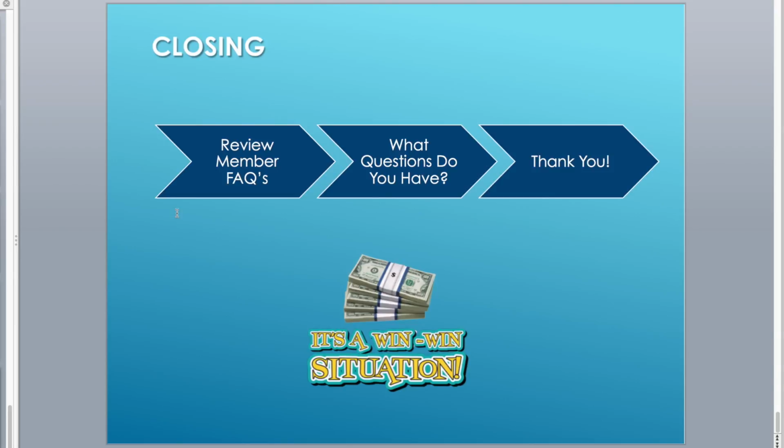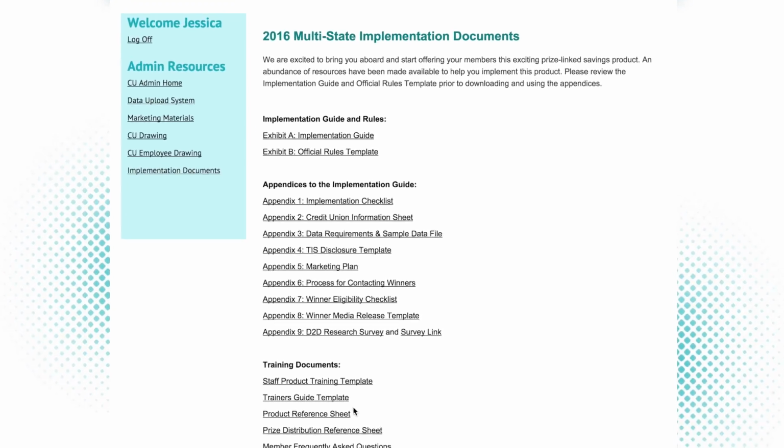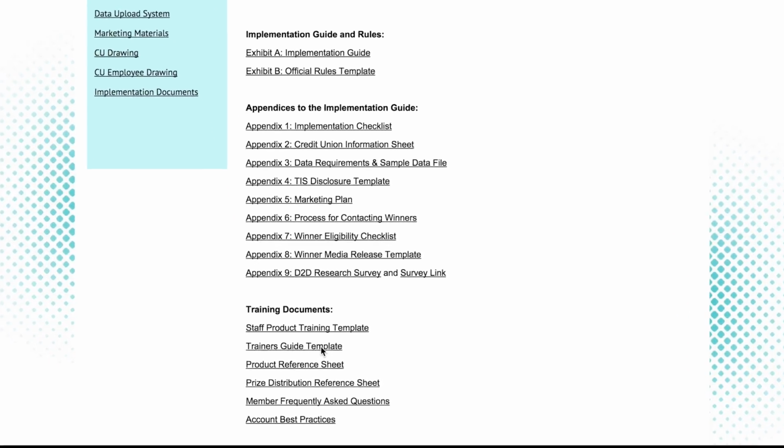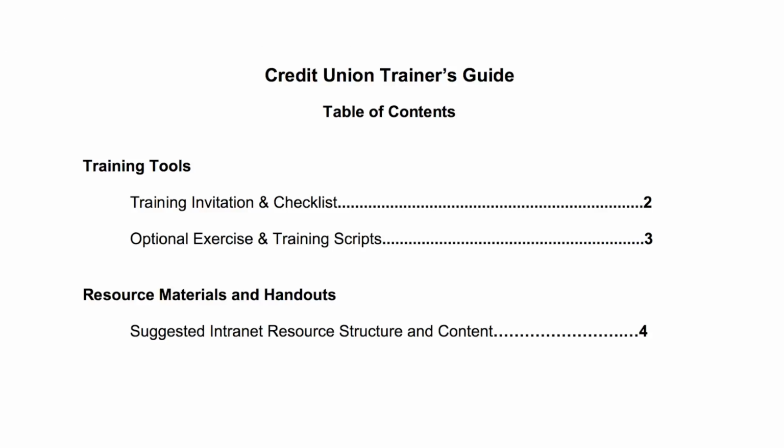Next, we're going to take a look at the Trainer's Guide template, which goes along with the staff product training. The Credit Union Trainer Guide gives you tools and resources to use during your training session. You'll be able to look at the invitation to send to your staff and go through a checklist of items that you'll need for your training session. It also offers optional exercise and training scripts if you choose to do that. And at the last page, you can look at suggested internet resources, structures, and other content.